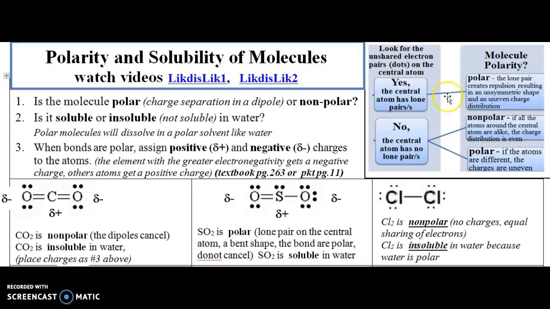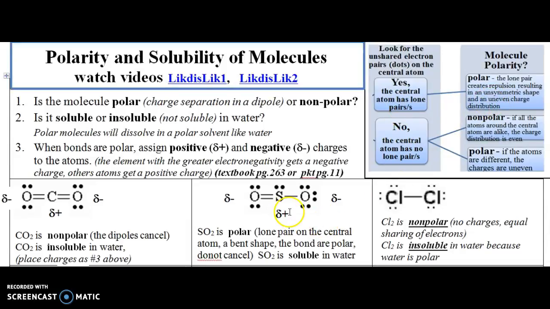If there's no lone pair, then you look on either side of the molecule. Here, carbon has no lone pair, and on either side it's just O and O, which means it's even on both sides. So it's nonpolar if there's no lone pair and all the atoms around the central atom are alike and the charge distribution is even. Here in SO2, on the other hand, there's a lone pair on the central atom, so obviously it's polar.